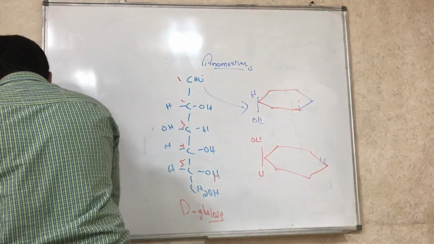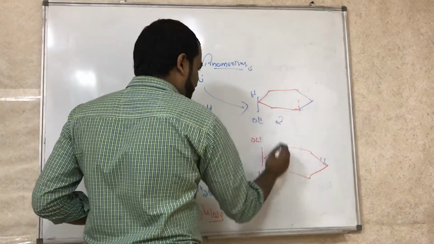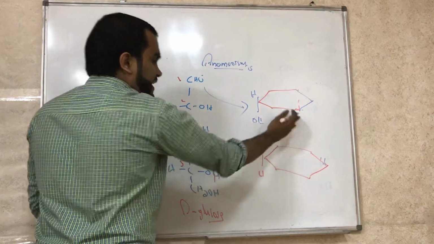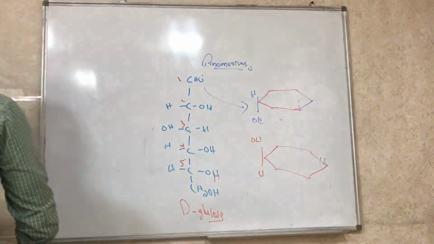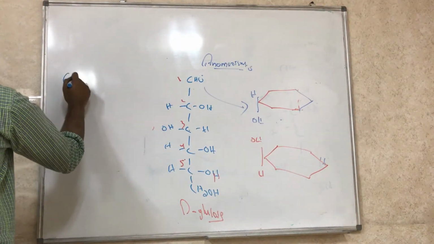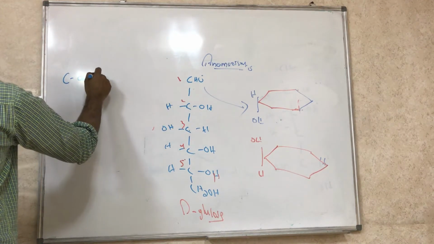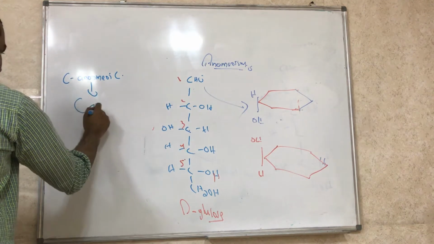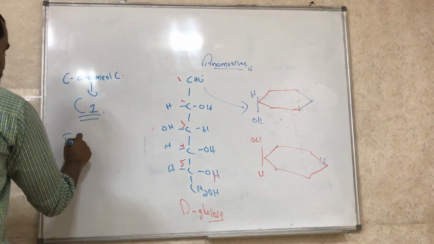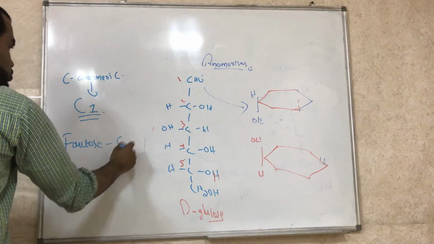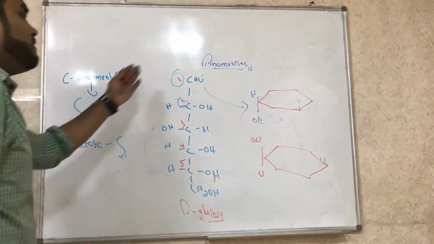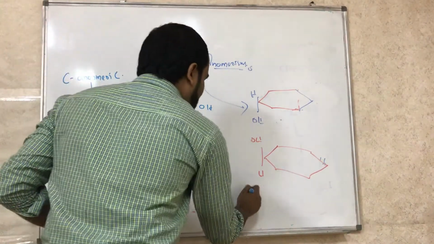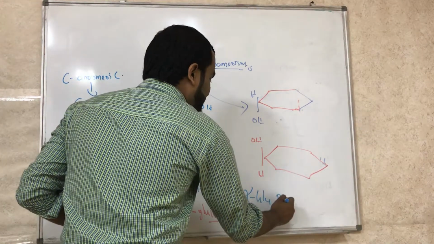We call these alpha glucose and beta glucose. Anomers means the structures form the ring through an anomeric carbon. Which carbon is the anomeric carbon? For glucose, the anomeric carbon is carbon number 1, but for fructose, it is carbon number 2. So they form a ring, and that is called anomers. Examples are alpha glucose and beta glucose.